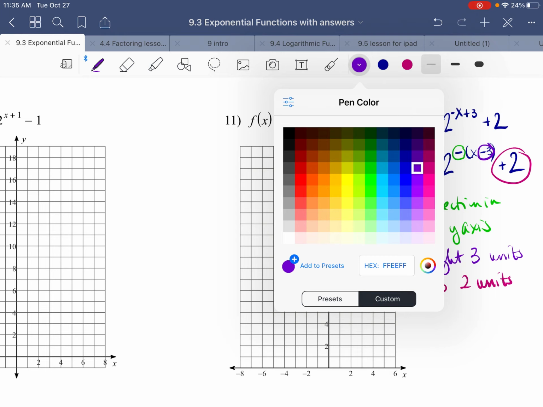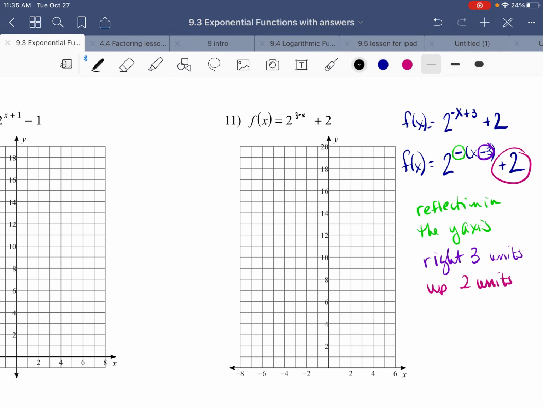So we can start with the parent function if you choose. The parent function is going to be 0, 1. 2 to the first is 2. If you want to go another one, 2 to the second is 4. 2 to the third is 8. All those extra points are not necessary. Just thought that I would share them with you if you want a more precise graph. So what I've got right now is y equals 2 to the x.